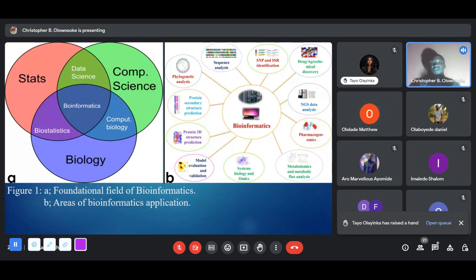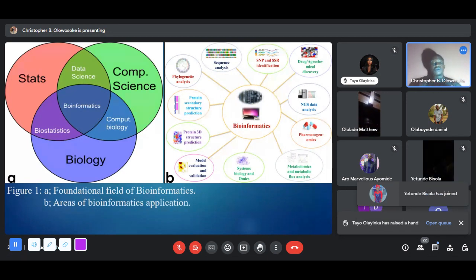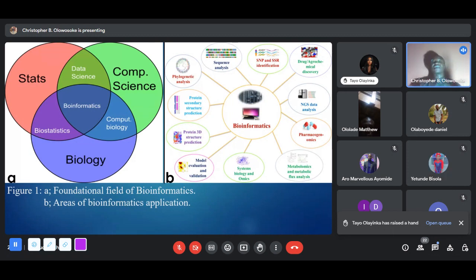Now we have computational biology. This is where people are today. They are using computational biology to combine principles of computer science, mathematics, and statistics to understand or solve biological problems. This involves building algorithms and models, using tools and software to analyze biological data and simulate biological processes, both simple and complex. So with computational biology, you can easily do this within the twinkle of an eye.